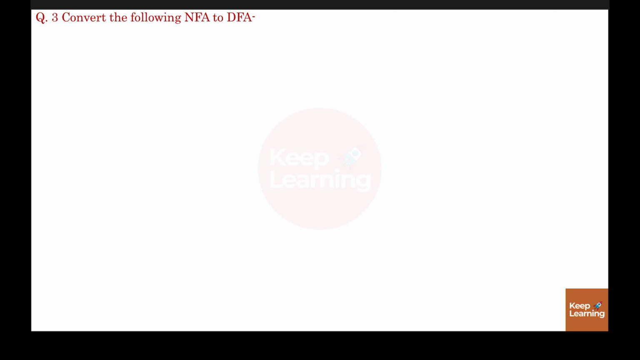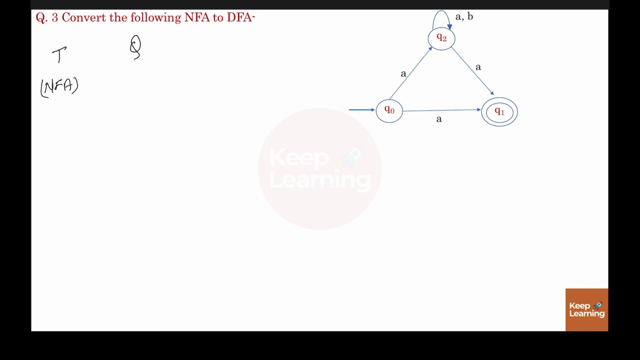Our next question is, convert the following NFA to DFA. So first we construct a table T corresponding to this NFA. Here the input alphabets are A and B. So here we have 3 states, that is Q0, Q1 and Q2. Q0 is our initial state and Q1 is our final state.